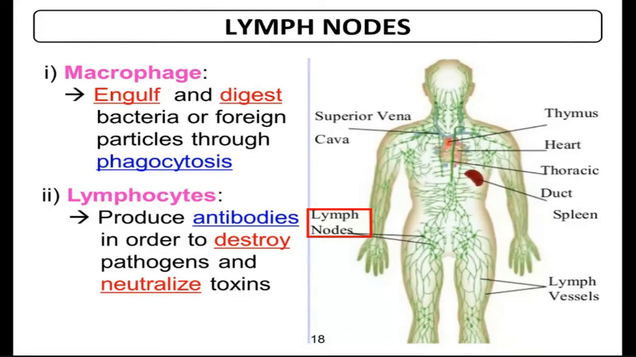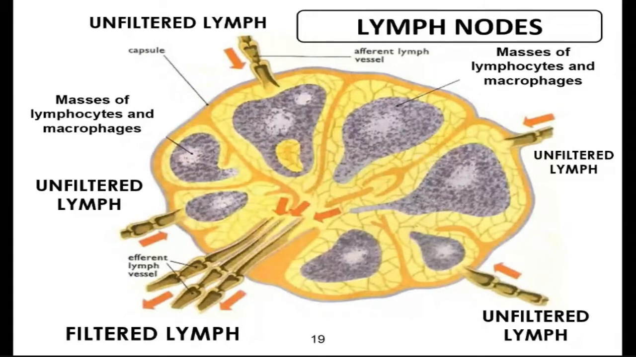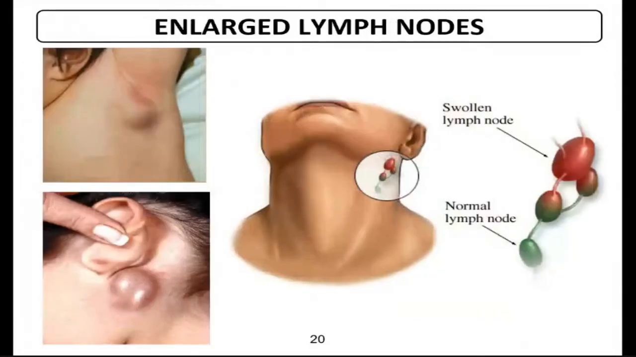Macrophage engulf and digest the bacteria through phagocytosis, while lymphocyte produce antibody and a system that destroy the pathogens and neutralizes the toxins. So this is the close-up diagram of lymph nodes, a cross-section of it. It shows that there are sections in the lymph nodes. Ada yang, ni kawasan yang ada lymphocyte macrophage. Kemudian kita ada laluan. Laluan mesti satu hala sahaja. And last one, the lymph will pass through the lymphatic vessel, keluar daripada nodes. Ni contoh-contoh lymph node yang membengkak. Swollen lymph nodes.